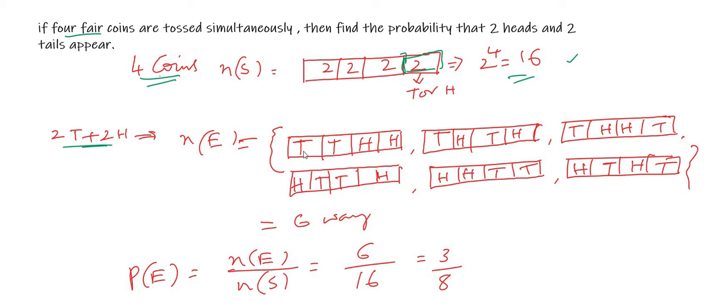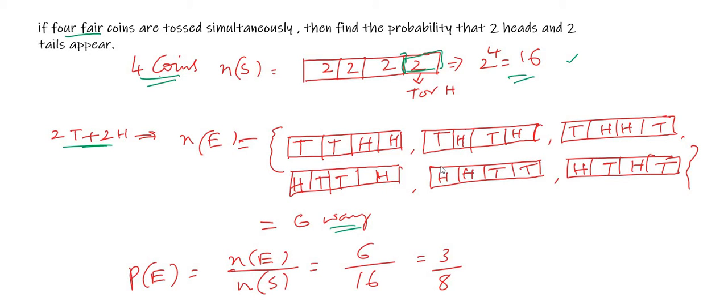See, four coins are tossed. So first is T T H H, or T H T H, or T H H T, or H T T H, or H H T T, or H T H T. That means there are 6 possibilities in which two tails will come and two heads will come. This is the total number of ways in which two heads and two tails will come.